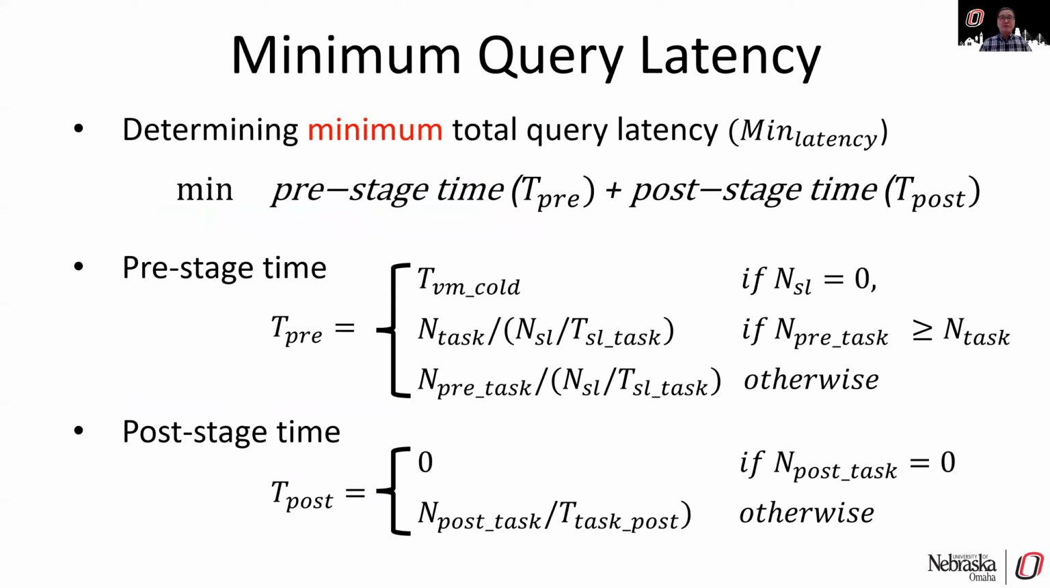So based on these inputs, COCOA tries to solve the first problem: to find the minimum total query latencies. In this case, COCOA doesn't care about cost, but only focuses on what is the best, the minimum query latencies by using a large number of instances. I will not go into detail on all of this, but the total query latency is the sum of pre-stage time and post-stage time.